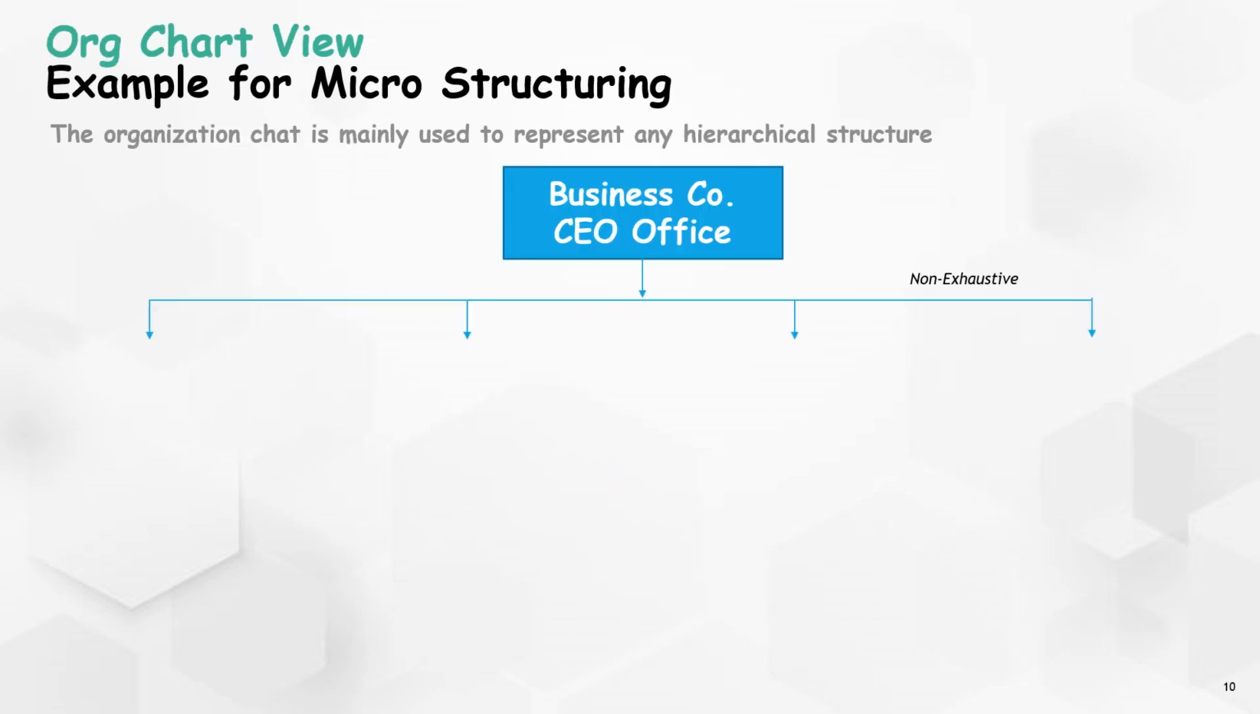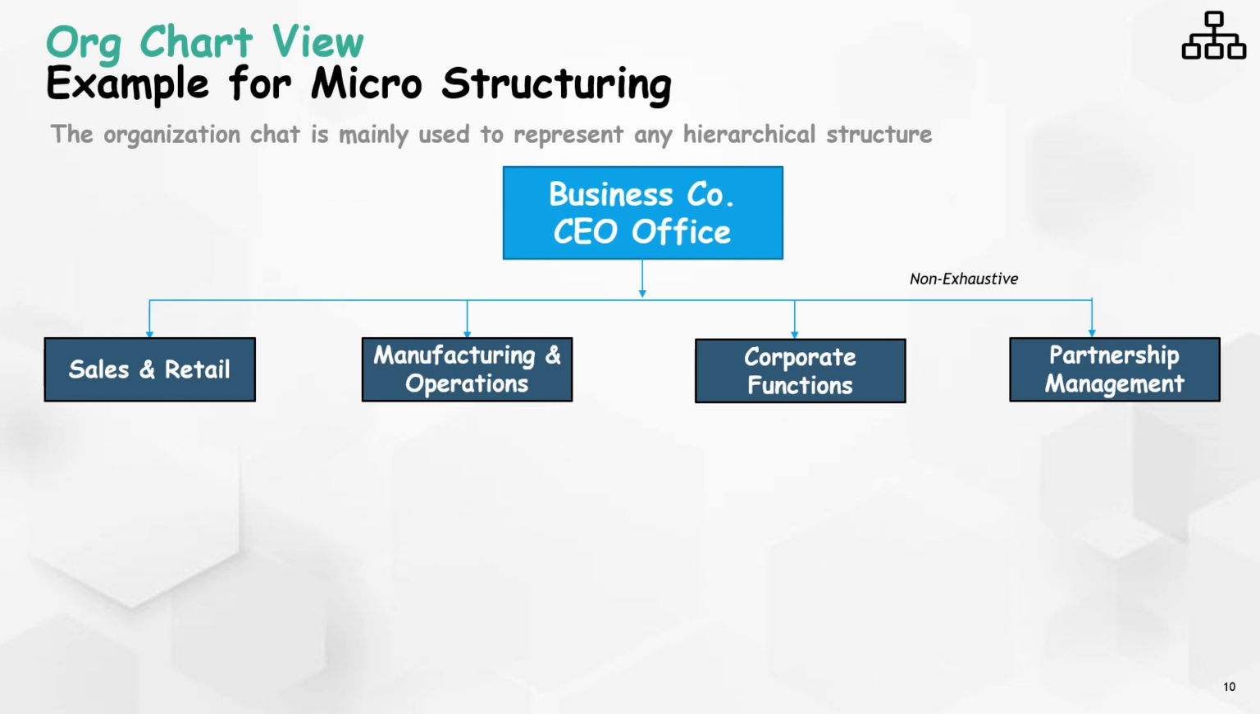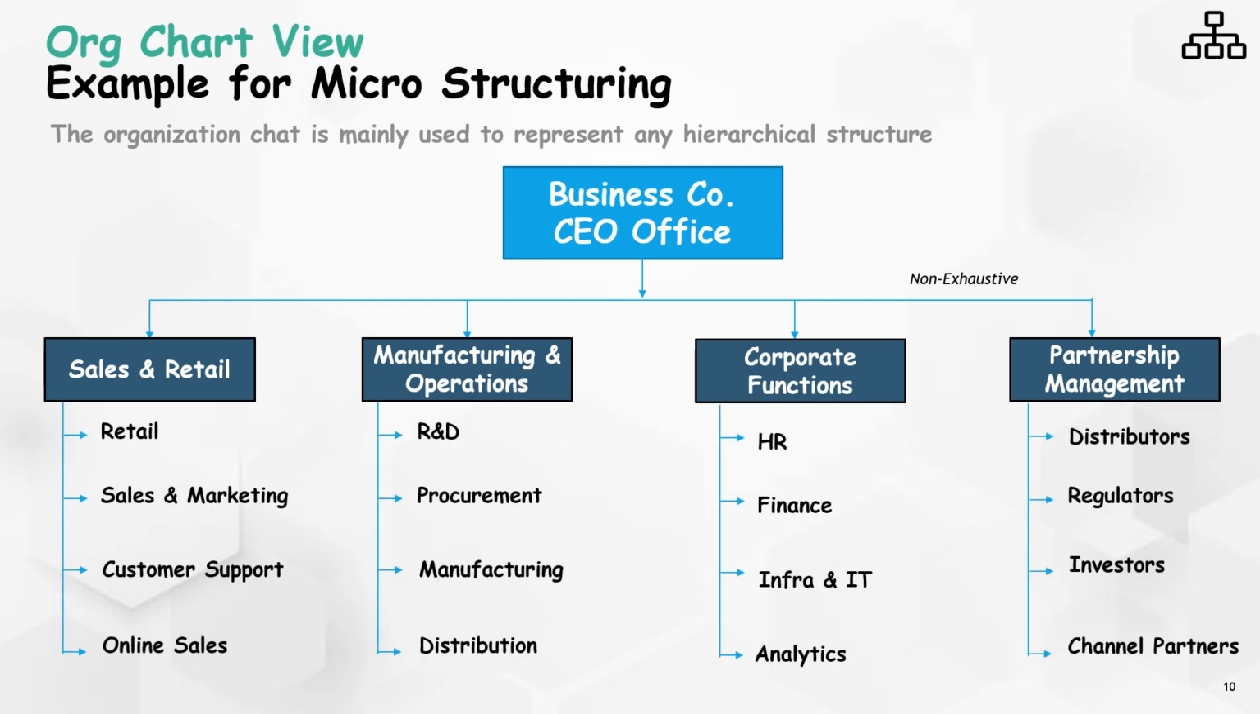Next, org chart view. It is mainly used to represent any hierarchical structure. For example, I wanted to represent the different departments and their hierarchy in a particular company. The company here is a hypothetical one, let's say Business Co. At the very top, I have the CEO office. Quite understandable, they do all the strategy. Then we have the different departments which roll up to the CEO office: sales and retail, manufacturing and operations, corporate functions, partnership management. And each of them has a set of functions, as you can see. For example, corporate functions have HR, finance, all the back office jobs basically, infra and IT analytics.